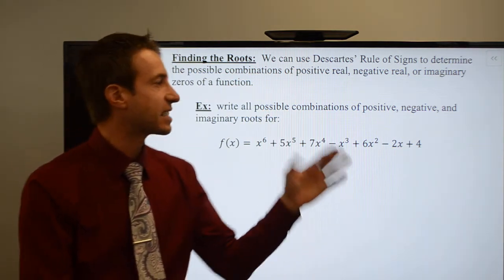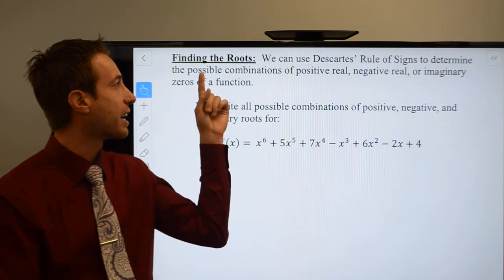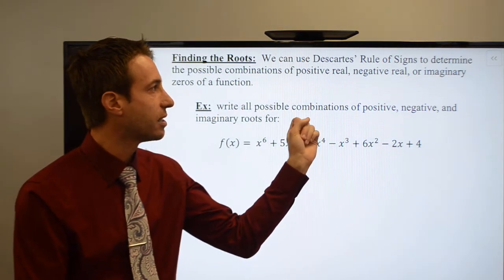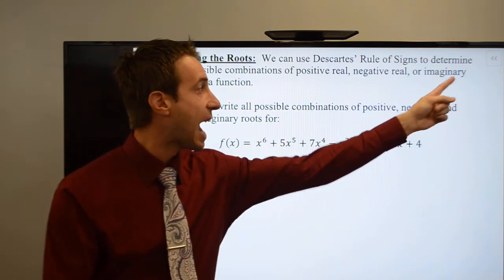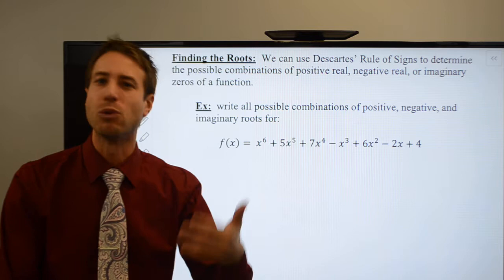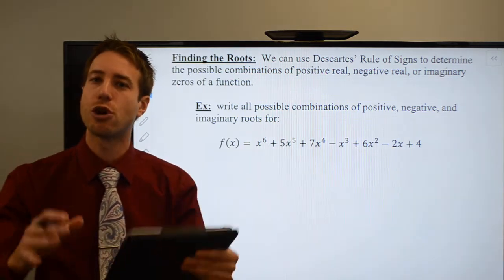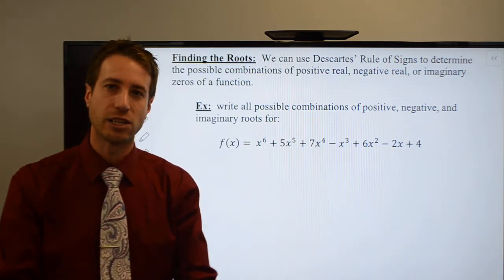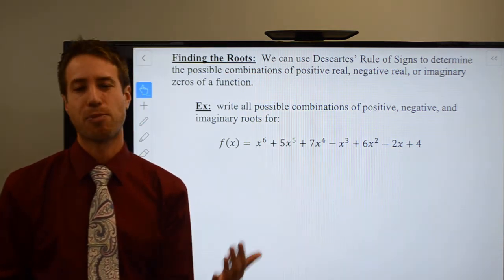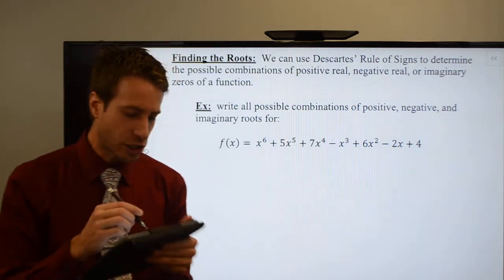The idea is this: I'm essentially asking you to find all possible combinations of positive real, negative real, and imaginary zeros of the function. That's really what we're doing here. And so I want to show you how I'm going to ask you to do that if you're taking this class with me. And so we'll just keep going in the example problem that we've already worked on, which means I just need to get caught up.